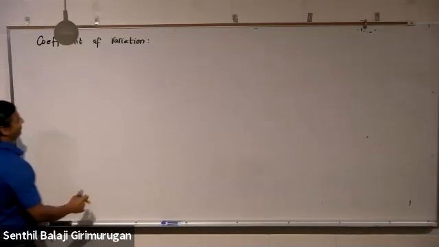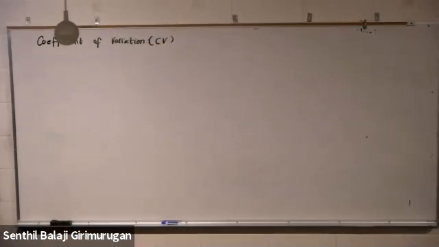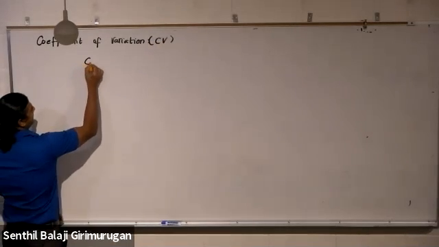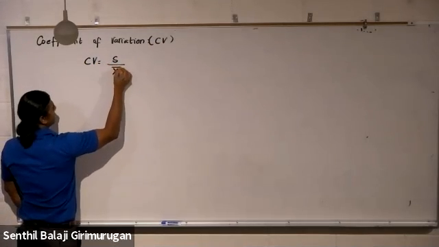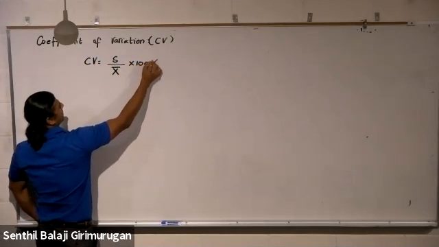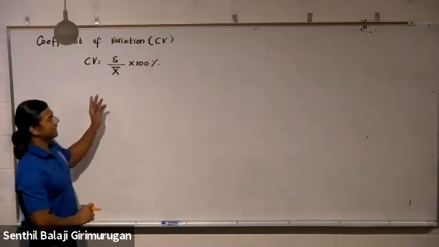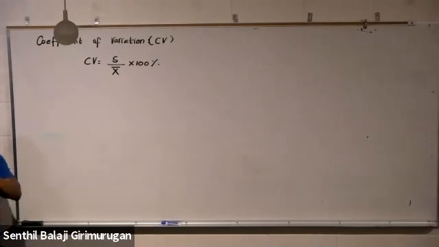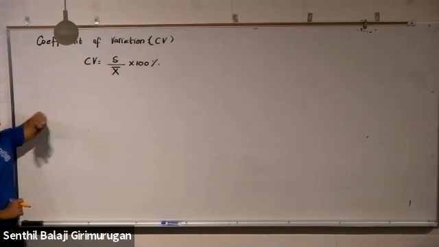So coefficient of variation, people call it CV, makes sense as to why. It is a simple formula, S over X bar multiplied by 100, and it is a percentage. Now, we know S is the standard deviation and X bar is the mean for the sample. Sample standard deviation, sample mean.